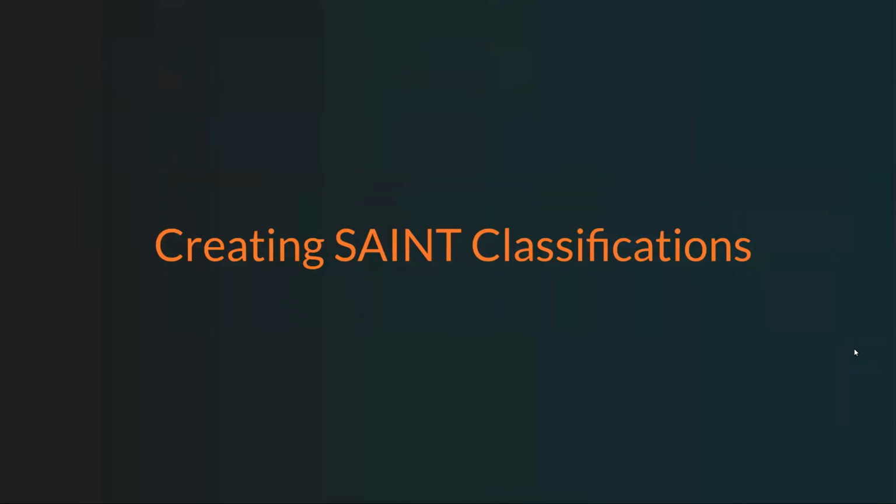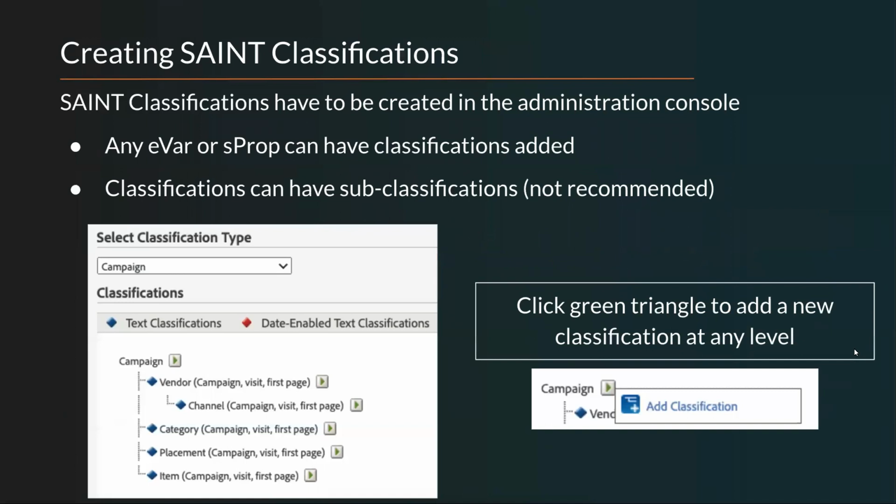So how do you create SAINT classifications? This is done in the administration console of Adobe Analytics. And as I mentioned, any eVar or sProp can have classifications added, and classifications can even have sub-classifications, which I'm showing here with a vendor and then a sub-classification of channel. Now, personally, I don't recommend using sub-classifications. I find them to be really complicated, and a lot of people mess up the metadata associated with them.